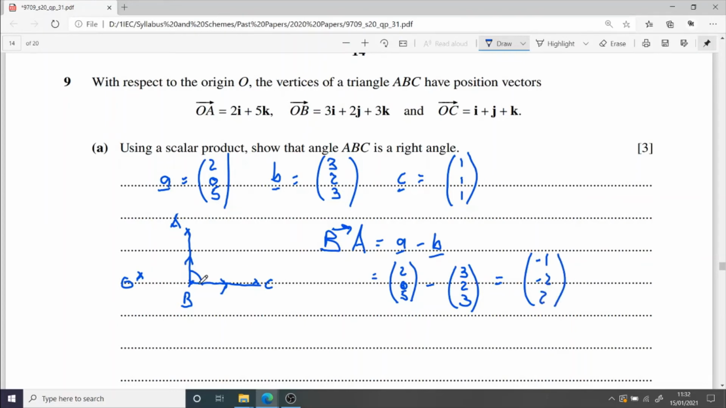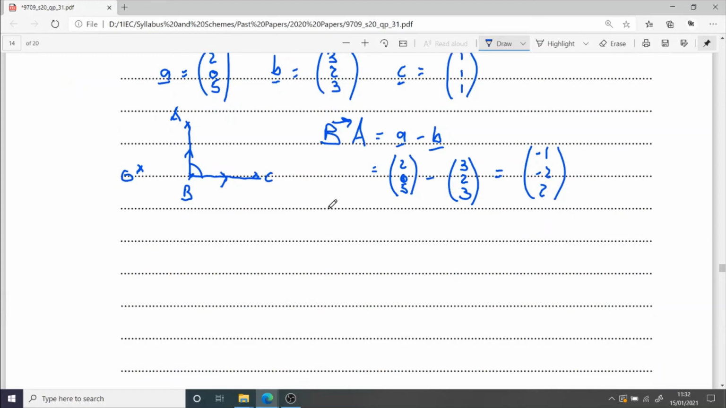We're now going to do the same thing with BC. Our vector BC is C minus B. C minus B is 1, 1, 1, subtract 3, 2, 3, which is negative 2, negative 1, negative 2.